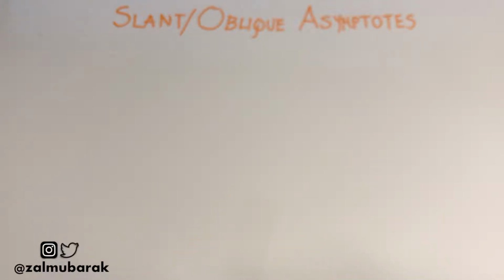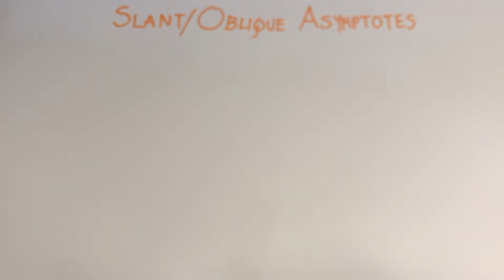In order to find the slant asymptote, we must divide the numerator by the denominator using either long division or synthetic division. Now, if you're not familiar with how to do either method, I have separate videos for each method on my channel that you can take a look at before continuing watching this video. So let's begin.